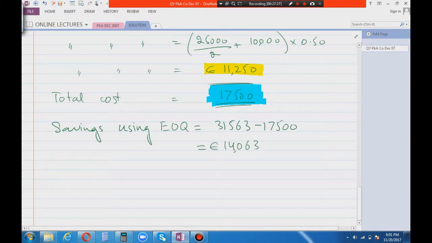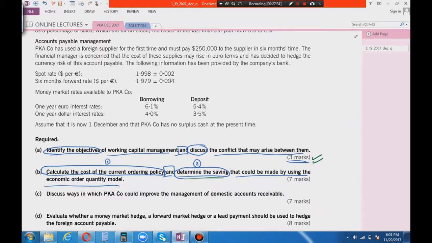So you would be saving 14,063 if you use economic order quantity. Is there anything else that has been asked? Oh, no, you haven't been asked anything else. And in the start of the lecture I said that I'll be telling you how you can calculate this question in a slightly easier manner, but it will give you the right answer, but this won't be right for this question, and I'll tell you why.